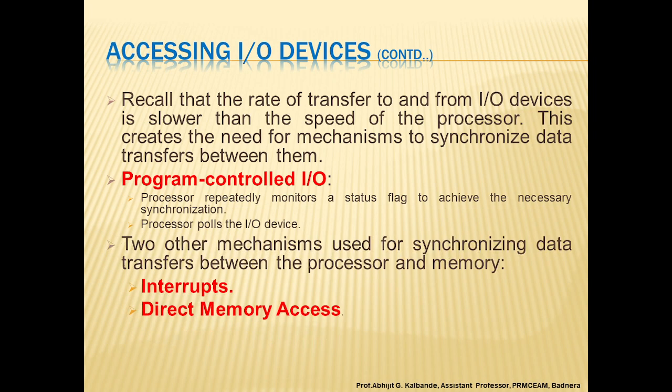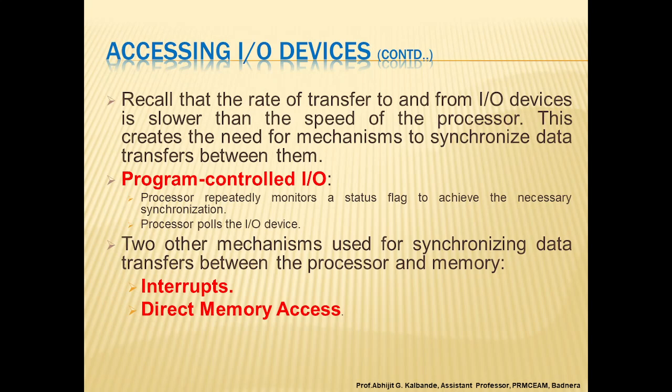Recall that the rate of transfer to and from IO devices is slower than the speed of the processor, and this creates the need for a mechanism to synchronize the data transfer between them. For that purpose, program-controlled IO is used, in which the processor repeatedly monitors the status flag to achieve the necessary synchronization. The processor polls the input-output devices also.